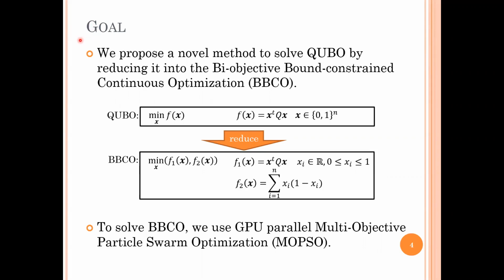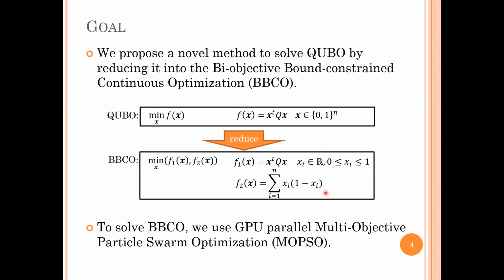This slide describes the goal of this research. The goal of this research is to propose a novel method to solve QUBO by reducing it into the bi-objective bound constrained continuous optimization, BBCO for short. QUBO is a single objective optimization problem. The x vector is a vector with elements that are either 0 or 1. In BBCO, the elements of this x vector are real numbers in the range 0 to 1.